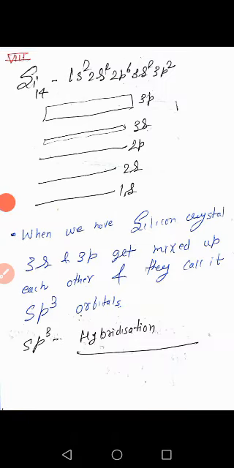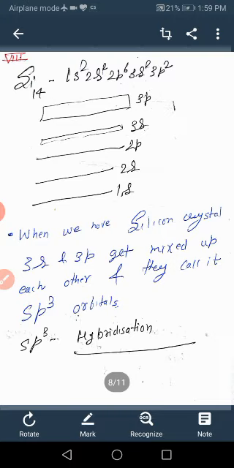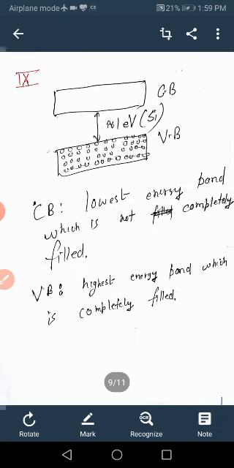When we have a silicon crystal, 3s and 3p get mixed up with each other, and they call it sp3 orbital, sp3 hybridization. When there is covalent bonding between the atoms of silicon, sp3 hybridization takes place, and the energy level completely changes. So these two, 3s and 3p, merge together by the sp3 hybridization, and you can see here the valence band and conduction band.